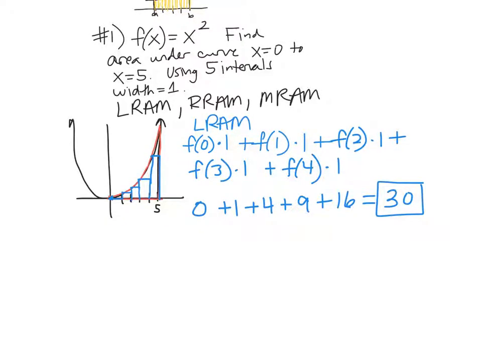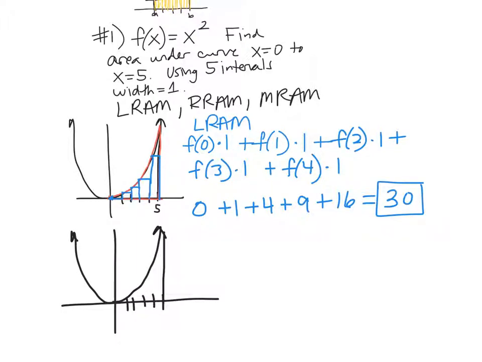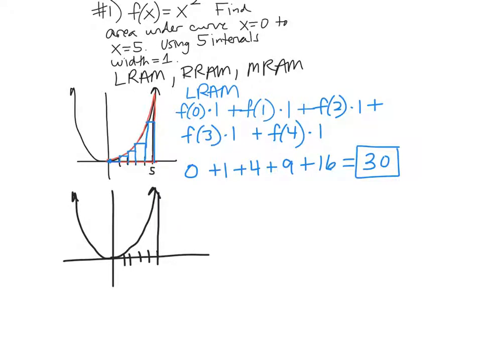Okay, now let's do RRAM. RRAM is going to be a little bit different. I'm going to draw it again. You don't have to if you don't want to, but here we go. We'll go 1, 2, 3, 4, 5. Now, with RRAM, it's really on the right side. So you're not going to start at 0. Where are you going to start? I would probably just start at the first tick mark and go over this way.